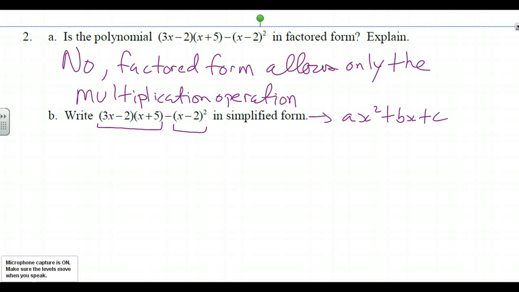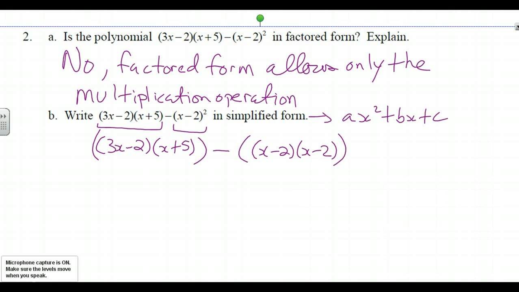when that happens. So what I'm going to do is rewrite it like this. And I'm going to put brackets around that first expression to separate that out because we have to do this first. And then I'm going to do the same thing here. So now what I've done is I've written the second expression, x minus 2 squared, as x minus 2 times x minus 2.